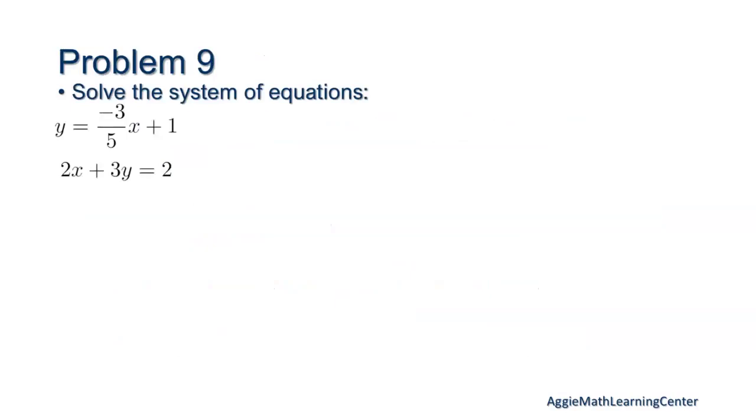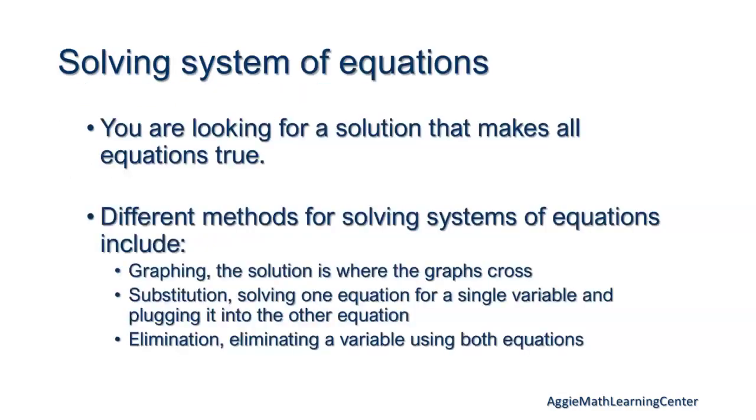Okay, so here we have y equals negative 3 fifths x plus 1, and then 2x plus 3y equals 2. So we want to know what x and y makes both of these true at the same time. There's a couple of different ways we can do it: graphing, substitution, elimination. Do you have a preference for which one you would like to do? What do you think is easiest?